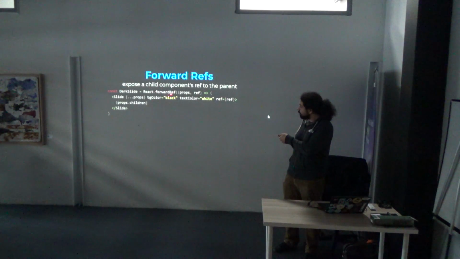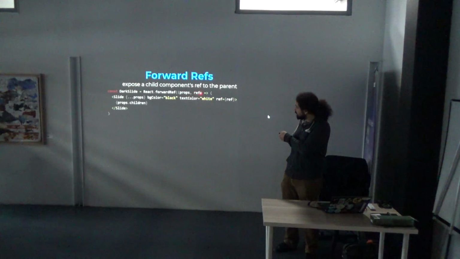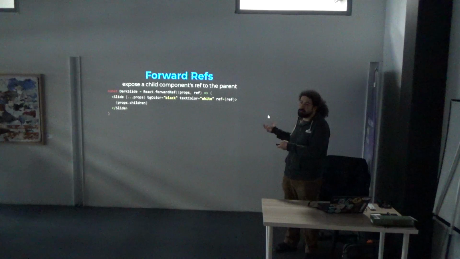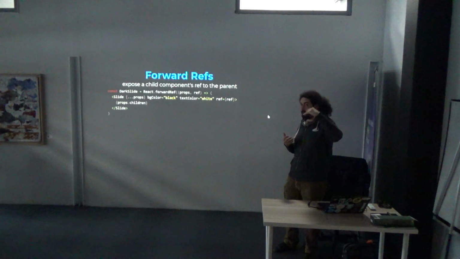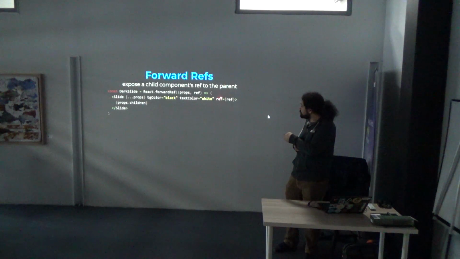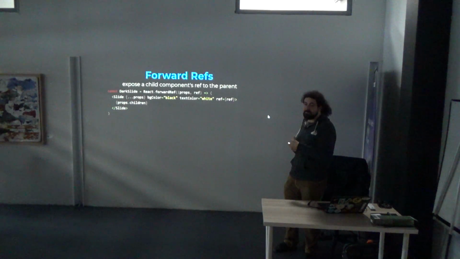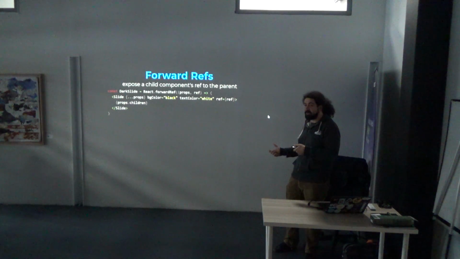By calling React forwardRef, we get the props, we get a ref, and we can assign that to our internal component, and that would make it seem from the outside, from the parent of that component, as if this dark slide is actually an instance of a slide component, if that makes sense.